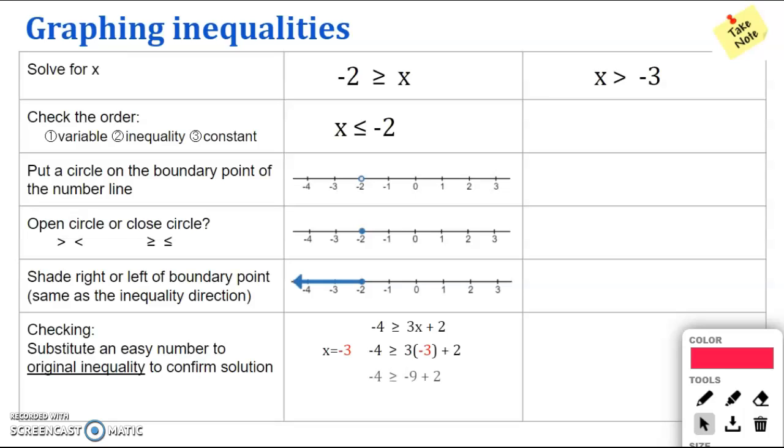It should come out to be true whenever you substitute and simplify. So 3 times -3 is -9 plus 2, and the right hand side simplifies to -7. The left hand side remains as it is, -4. Is this a true statement? Is -4 bigger than or equal to -7? Yes, it is true. So I know that I did not make any mistakes.